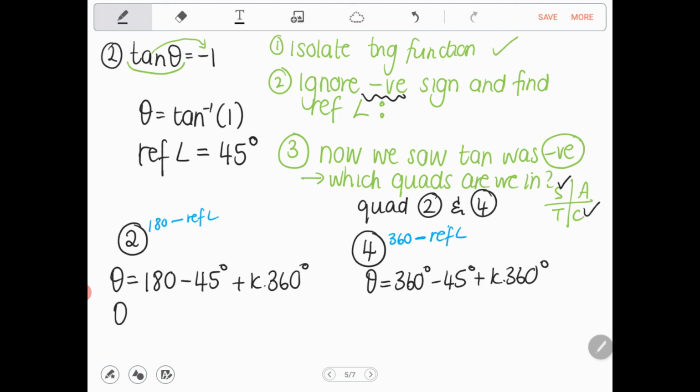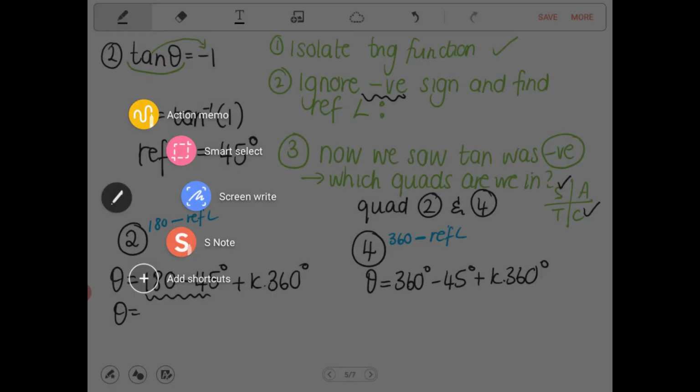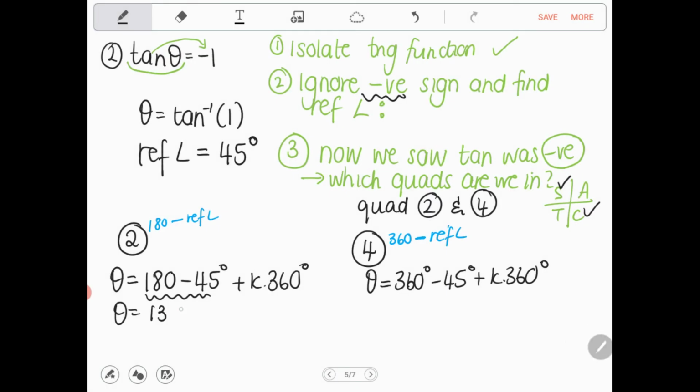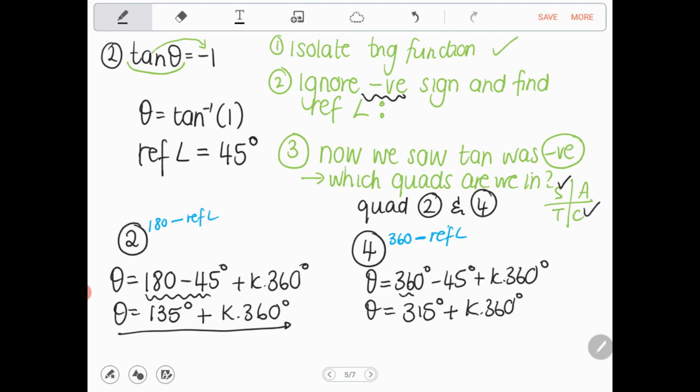All right, so remember, only these can get put together. The k lots of 360 will stay alone. It's not a like term. So 135 plus k lots of 360. And the other solution in quadrant 4 would be 315 plus k lots of 360. Again, you're only adding those two terms. And remember we said that k always has to be an element of integers, so we always put that into our solution as well.